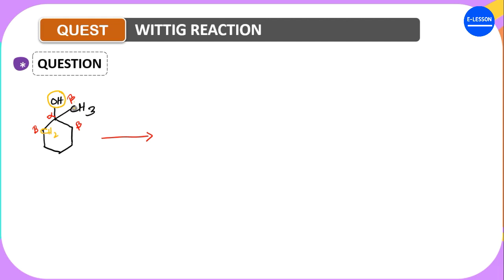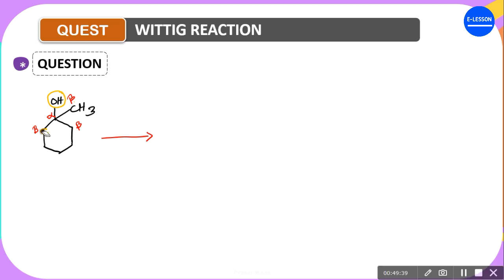Now, you agree with me that this one has a higher number of hydrogen, while this one has a fewer number of hydrogen. And according to the Zaitsev rule, eliminate from the one that has a fewer number of hydrogen, right? So if we eliminate from here, it means we remove the OH from here, and then remove hydrogen from here.